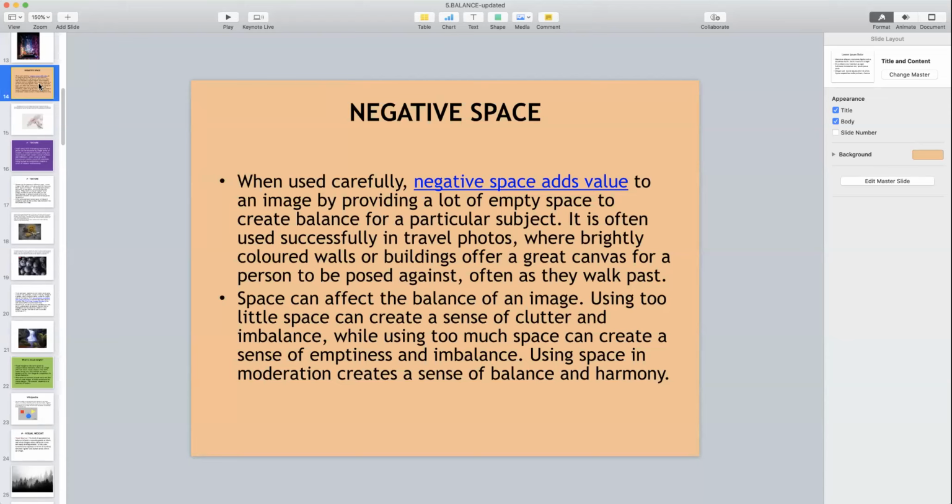So negative space, I have just told you, is often used successfully in travel photos, where brightly colored walls or buildings often offer a great canvas for a person to be posed against. Often as they walk past, जरूरी नहीं है, मगर ये ऐसा एक example दे दिया है. Space can affect the balance of an image. Using too little space can create a sense of clutter and imbalance, while using too much space can create a sense of emptiness and imbalance. Using space in moderation creates a sense of balance and harmony.